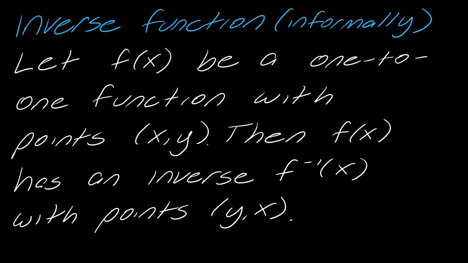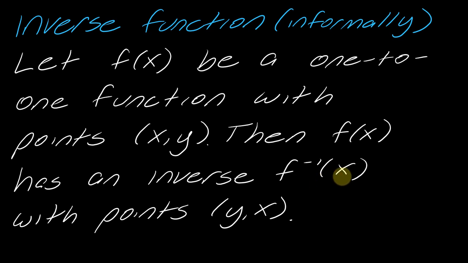And just informally, just to remind you what an inverse function is. Let's say that you have some function, it's a one-to-one function, and it's got the points x, y. So the inverse, which is denoted f with a -1 exponent of x, is not an exponent. This is literally a notation for an inverse. I know that can seem kind of annoying, but that's just the way that we do it.